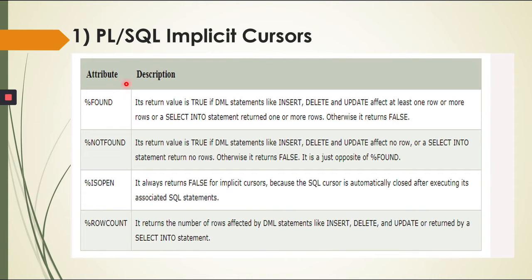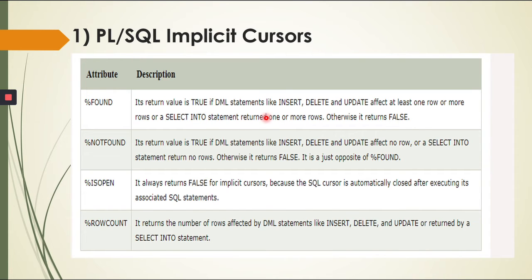See here, the attributes are %FOUND, %NOTFOUND, %ISOPEN, and %ROWCOUNT. So first is %FOUND. Its return value is true. It returns true if DML statements like insert, delete, and update affect at least one row or more rows, or a SELECT INTO statement returns one or more rows, otherwise it returns false.